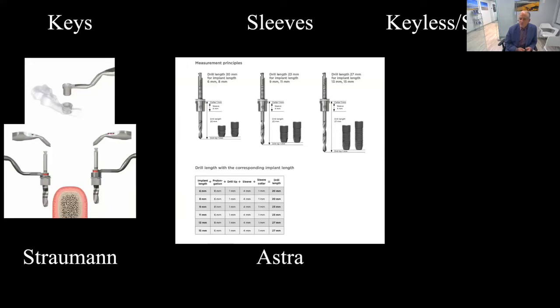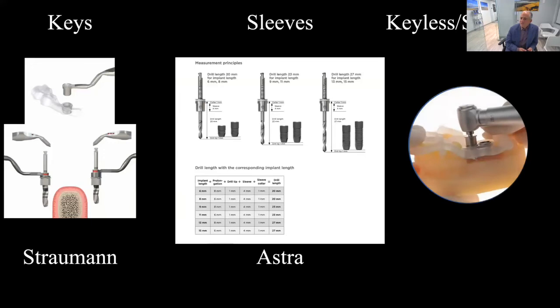A sleeve system, one example is Astra. A keyless or sleeveless system is a situation where the sleeve is really built into the drill itself, and an example of that is MIS and their family of implants.